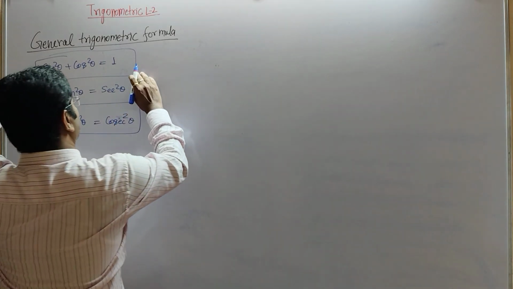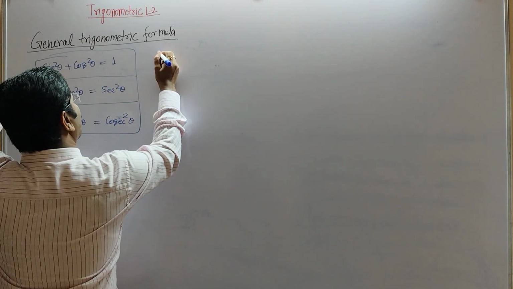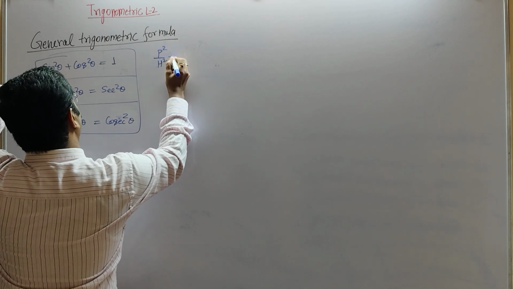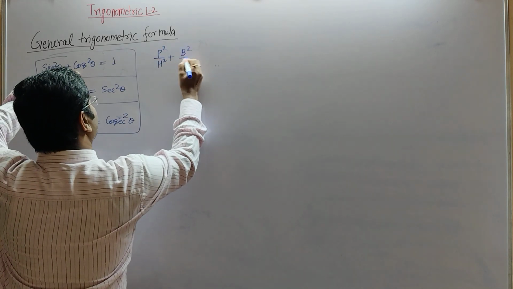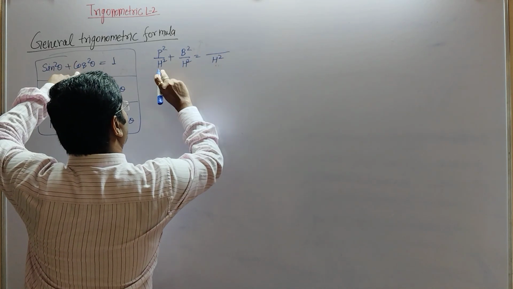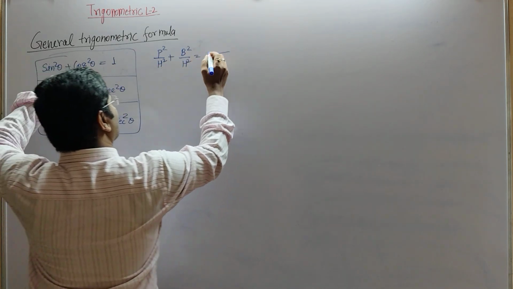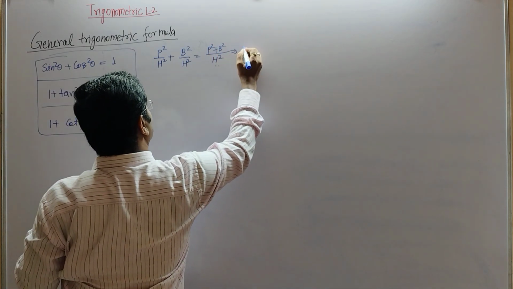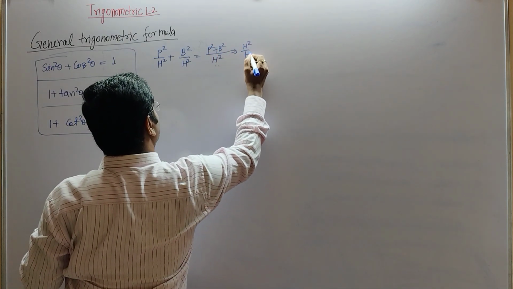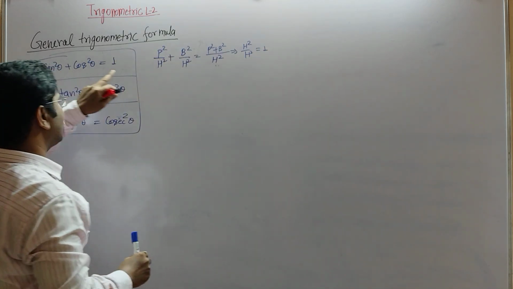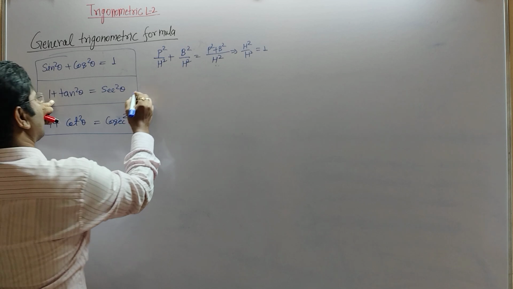We can simply prove here. Sin theta, what is sin? That is perpendicular upon hypotenuse, and cos is base upon hypotenuse. So the denominator is the same, so p square plus b square, and we know p square plus b square is h square. So h square upon h square, so this is always one.